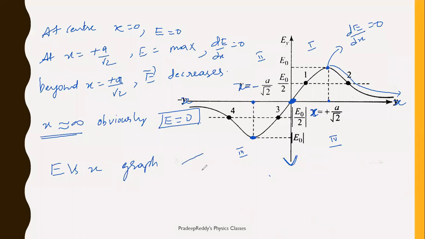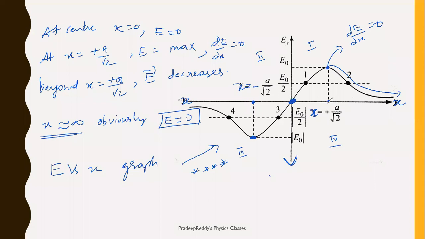And this is a very, very important graph. Many times in entrance examinations, this graph is asked directly. So you should pay attention to this graph, and the conclusions are also very important. At the center of the ring, the field is equal to 0.